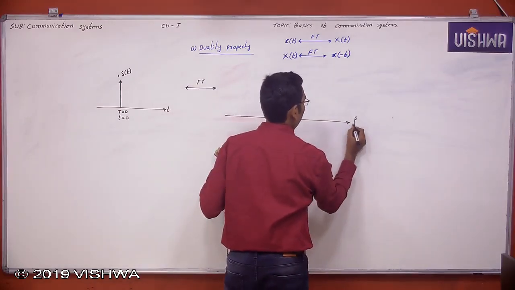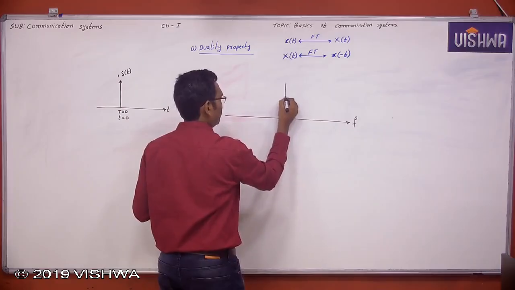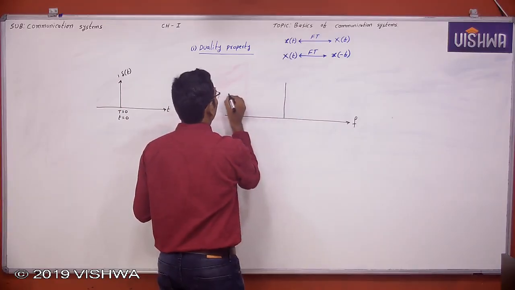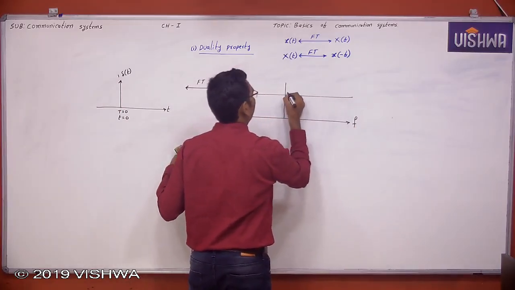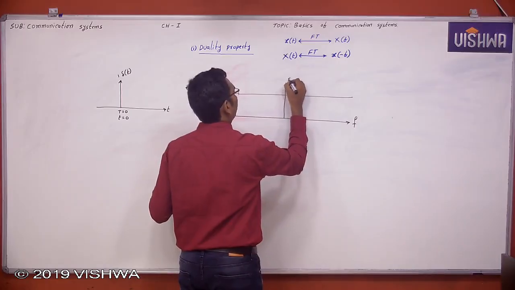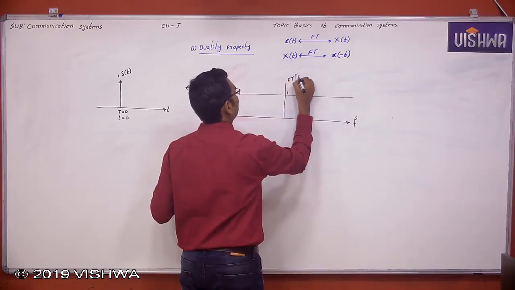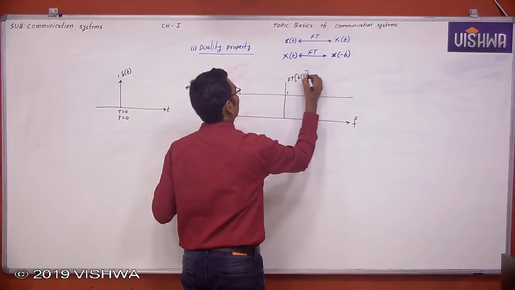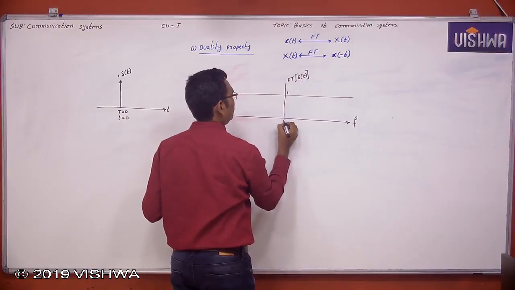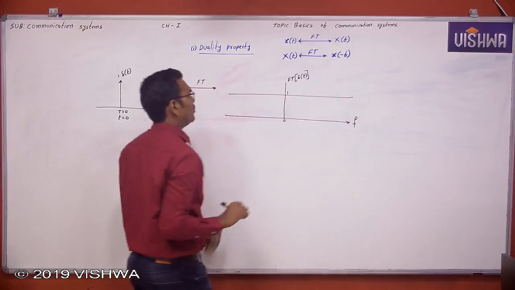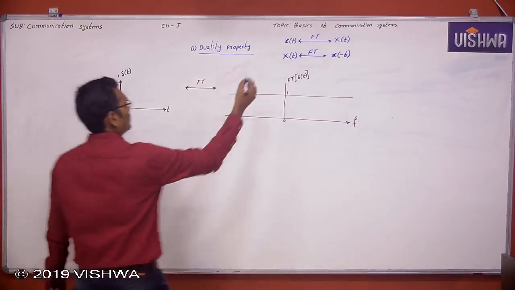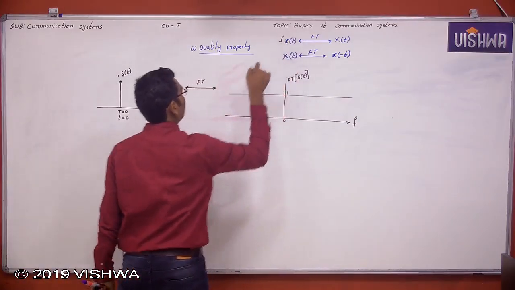Area under the impulse function is always 1. Bandwidth is infinity. This is the Fourier transform of the impulse, right? Highest frequency is infinity minus 0, infinity. Now the first step is completed in the duality property. What is the second step?